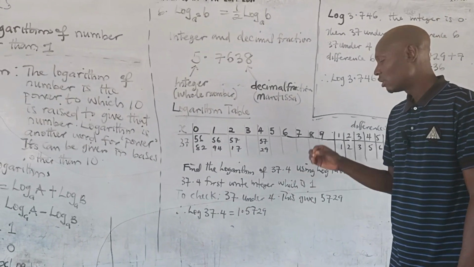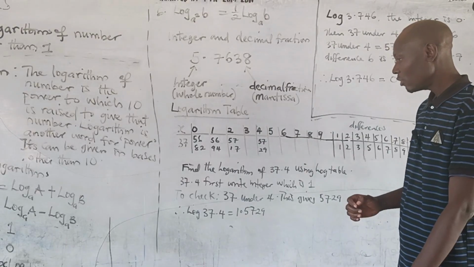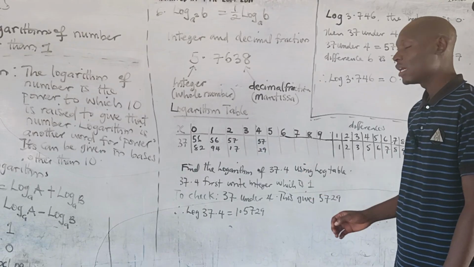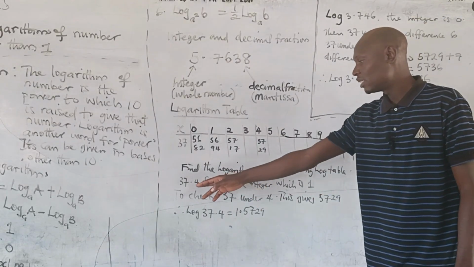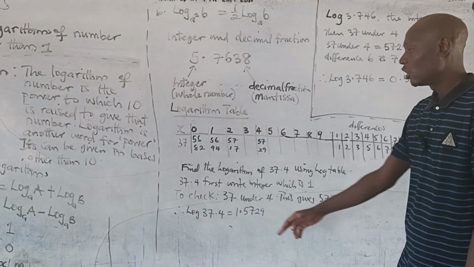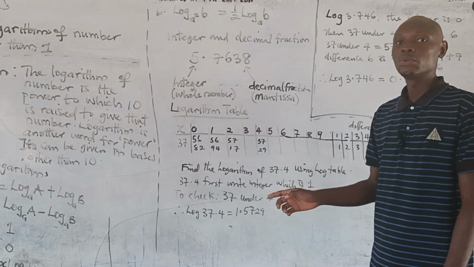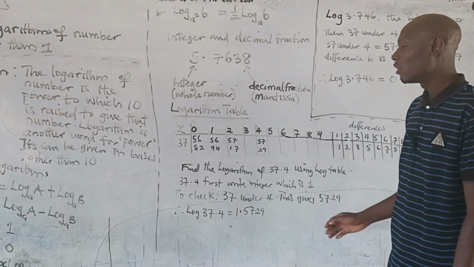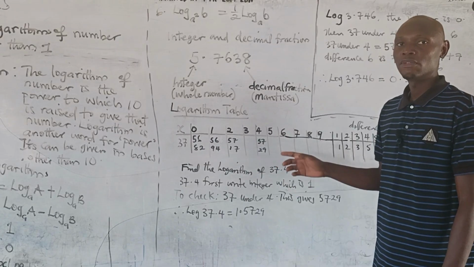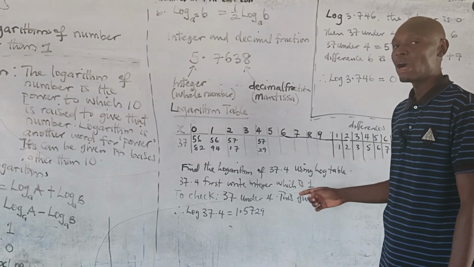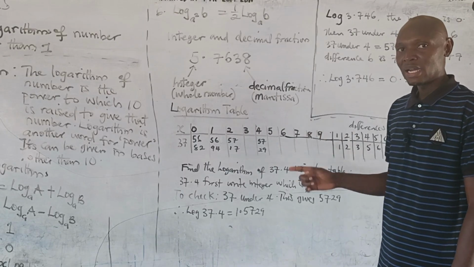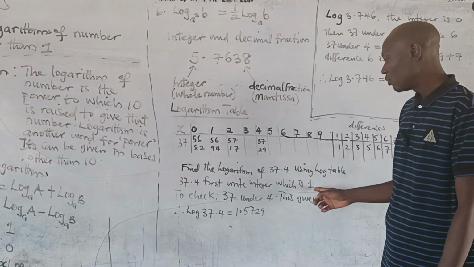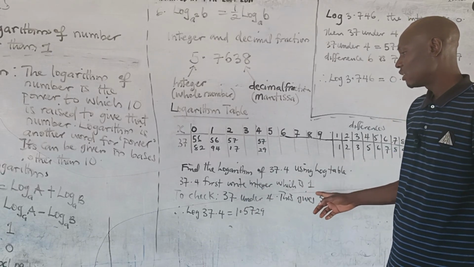So let's say I want to find the logarithm of 37.4 using the log table. Now this is 37.4, first write the integer. The integer of 37.4 is 1. If we are to express 37.4 in standard form, it's going to give us 3.74 times 10 raised to power 1. So that power of 10 is what is called the integer. That is why we have the integer as 1.